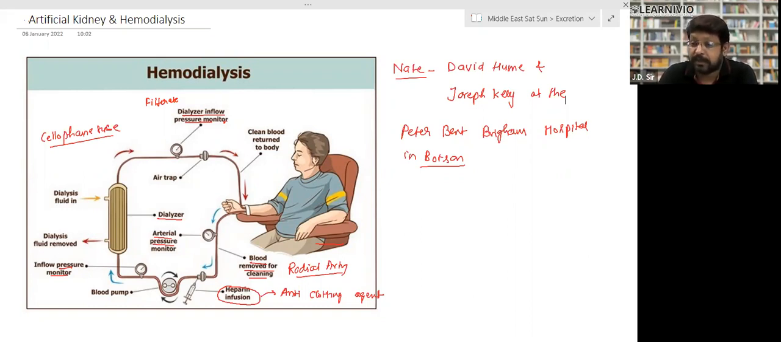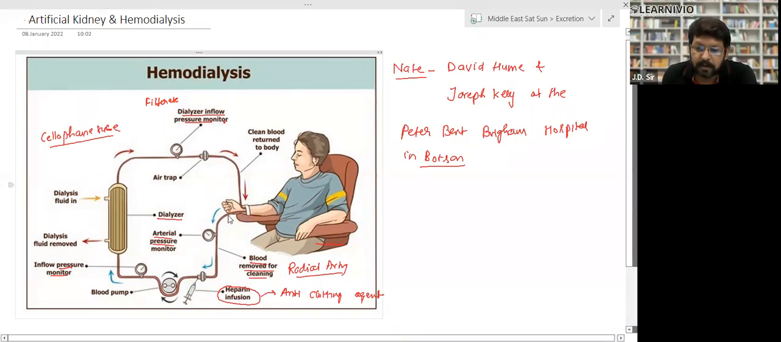If it increases enormously, what will happen? The person will die. So the doctor suggests that your kidney is not working, so do one thing: every week, or every 3 days, or every 15 days, go for dialysis. So dialysis is an artificial kidney. When a person whose kidney is not working is sent to hospital for dialysis, the person is made to lie down or sit in a chair or on a bed.